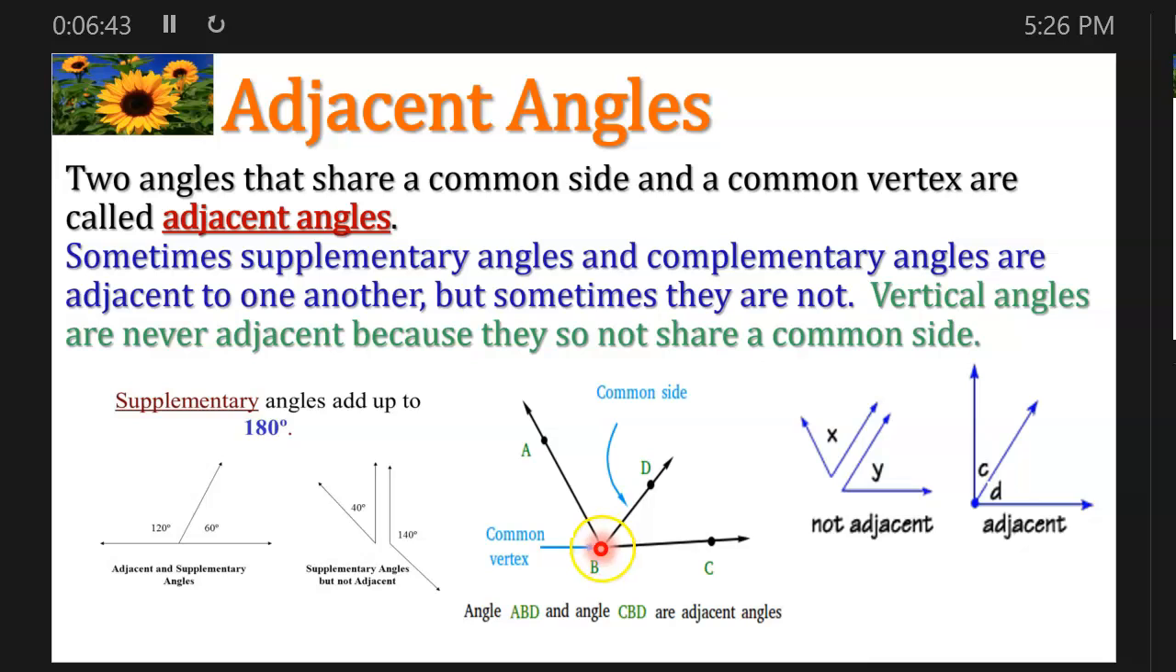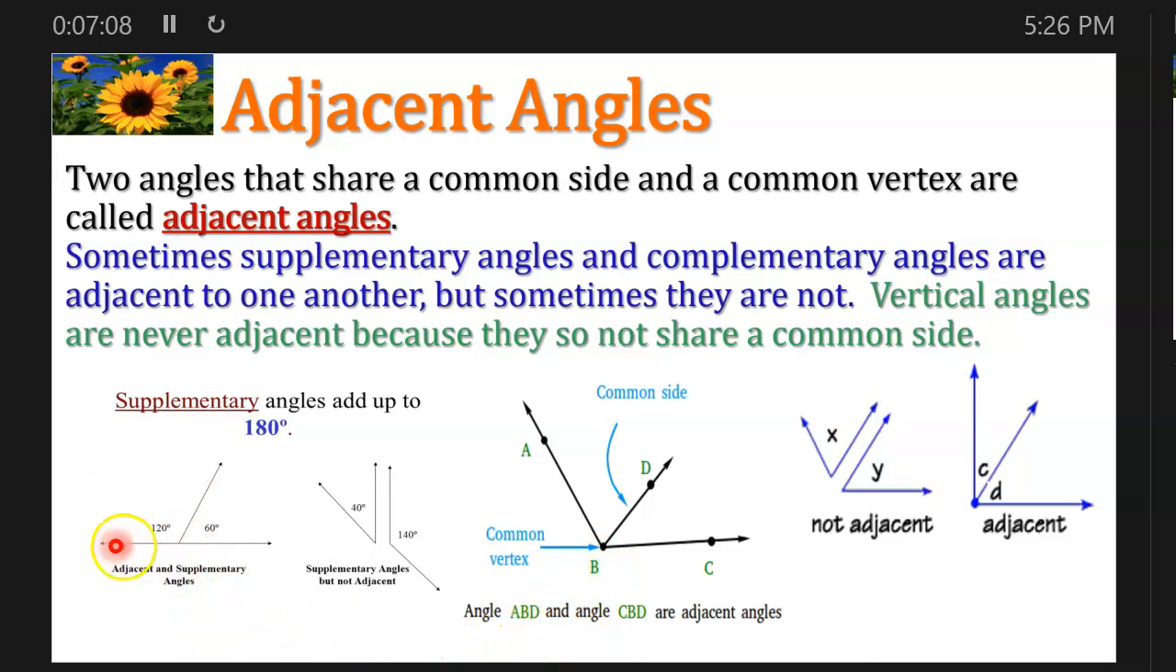So if you have a situation like this, always call it by all 3 points of the angle, and that way you'll know. And the B, the vertex, is always the center letter. So like angle ABD, notice the B is in the middle. That's because that is the vertex. So the vertex always goes in the middle when you're naming that.